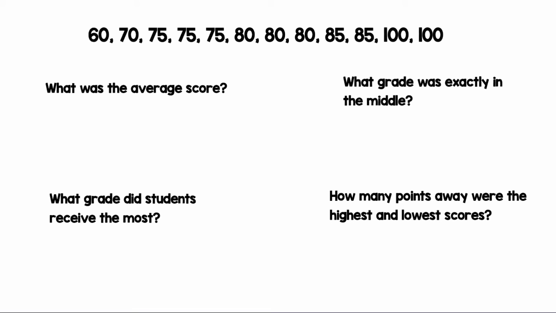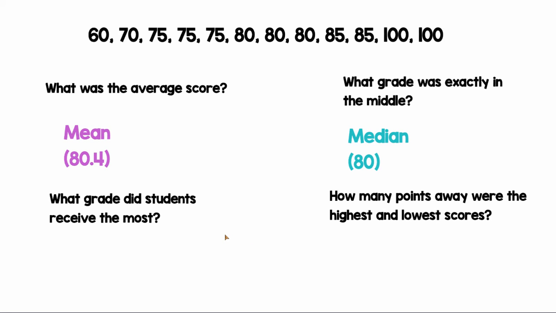So what I've done is I've ordered all the scores from the lowest to the highest. Some of the questions that you might ask would be, what was the average score? To find the average, or the mean, you would add all the numbers up and divide. In this case, we divide by 12 because there are 12 scores, and you would get 80.4, so a low B. Another question you might ask is, what grade was exactly in the middle? What was the very center middle point of the list? And that would be 80 in this case.